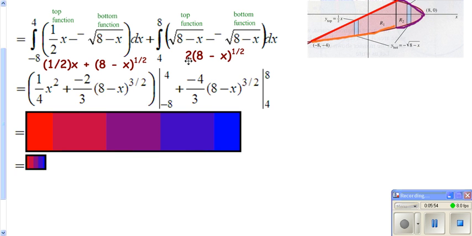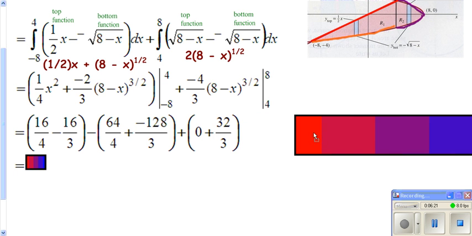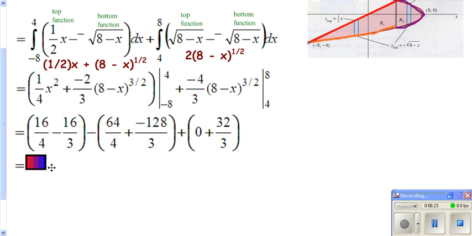You did have a 2 here, but then you've got to undo your 3/2, so you'd have to have a 2/3 in front. The 2/3 with that 2 in front is your 4/3. The negative comes from the chain rule. So all you have to do is plug 4 into the first one, subtract what you get when you plug in 8, add that to what you get when you plug in 8 here, and subtract what you get when you plug in 4. And so then you end up with 36.